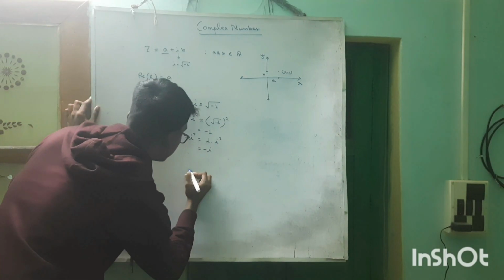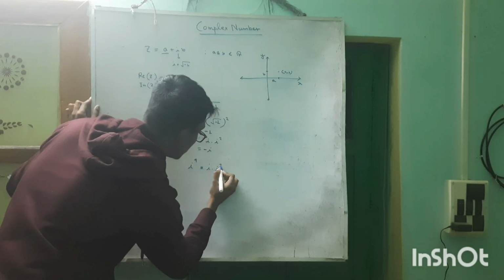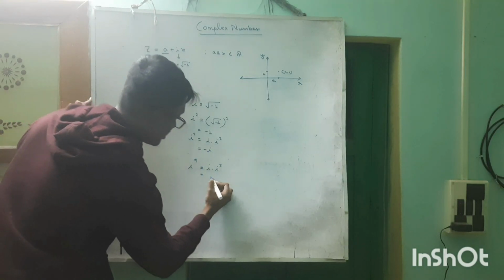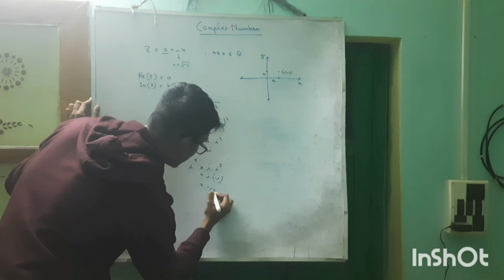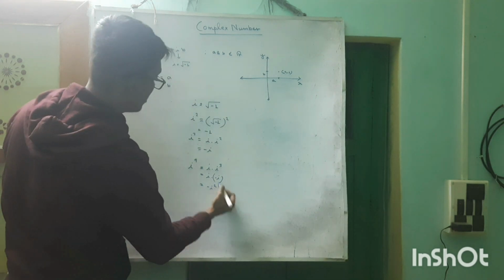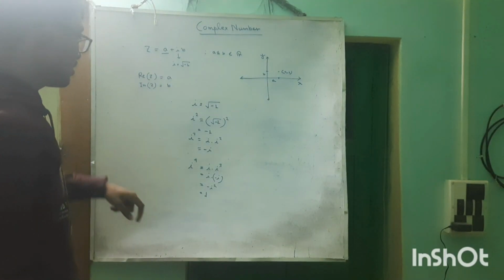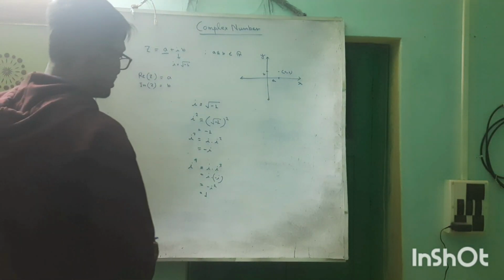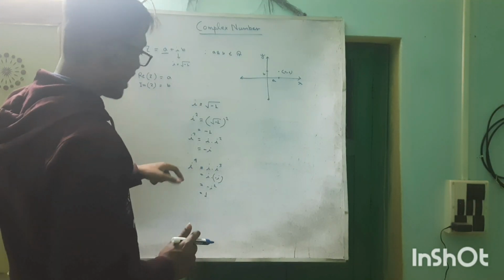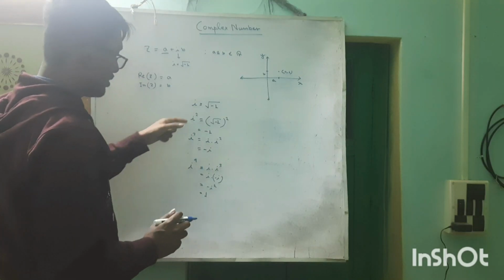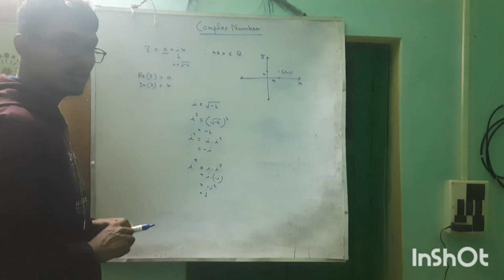What about i to the power 4? i to the power 4 is equal to i into i cube. i cube is equal to minus i, so that is i into minus i, that is equal to minus i square. i square is equal to minus 1, so that is plus 1. Okay, so for any power of i, i to the power 5 is equal to i to the power 4 into i, that is i, and i to the power 6 is equal to i square, that is equal to minus 1. So it comes as a cyclic process. Okay, so you can understand it.